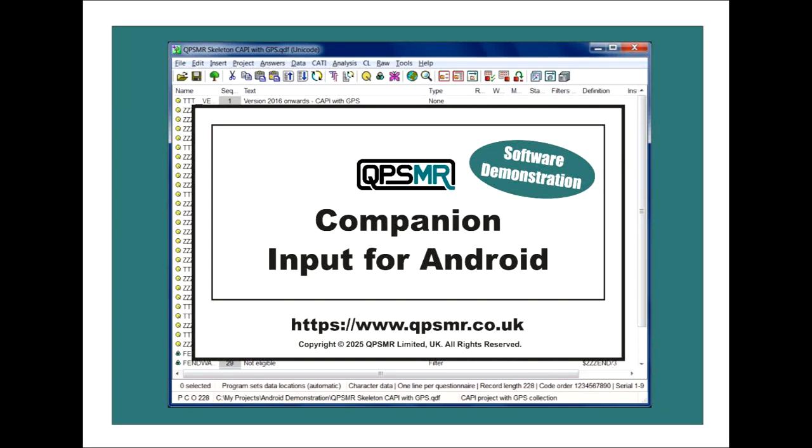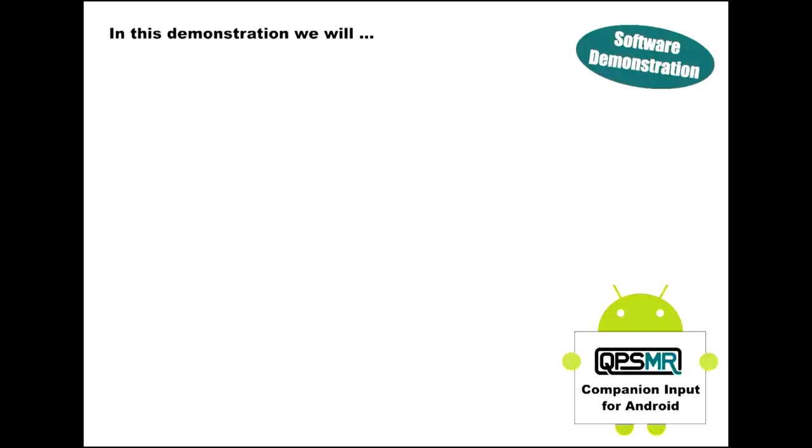Today we will take a look at the QPSMR companion input for Android software, which is ideal for collecting CAPI data using devices such as tablets and mobiles that run the Android operating system, version 6 or above. Using the full QPSMR companion software, we will update an existing questionnaire.